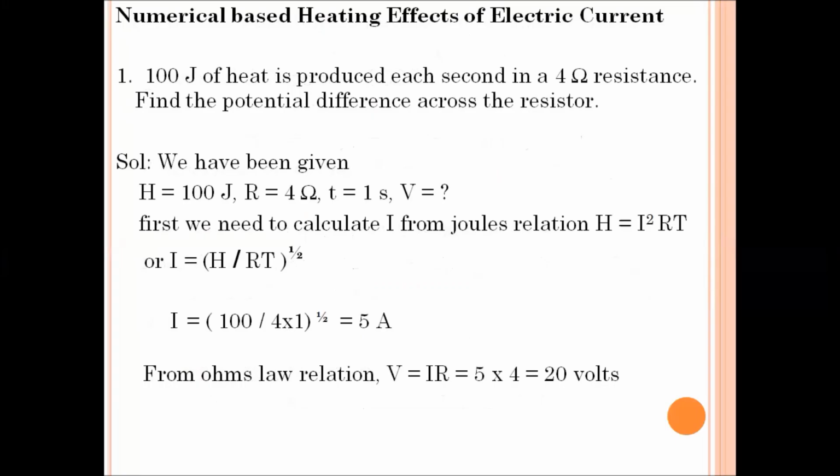Let's try some numericals based on heating effects of electric current. Question number 1. 100 joules of heat is produced each second in a 4 ohm resistance. Find the potential difference across the resistor. We have been given heat, resistance, and time, and we are supposed to calculate potential difference. First, we calculate current using Joule's law, and then calculate potential difference using Ohm's law, as shown.